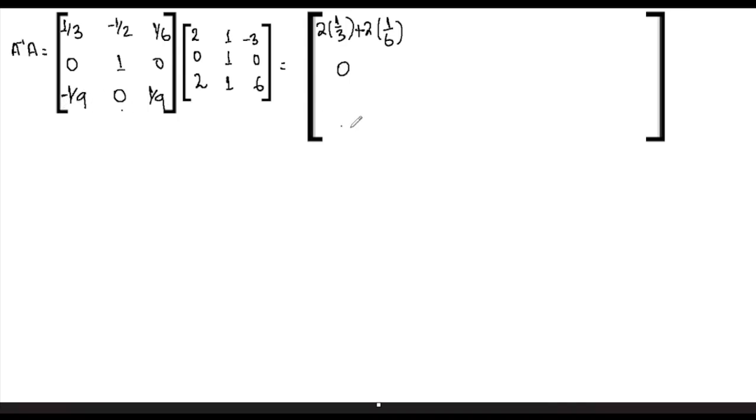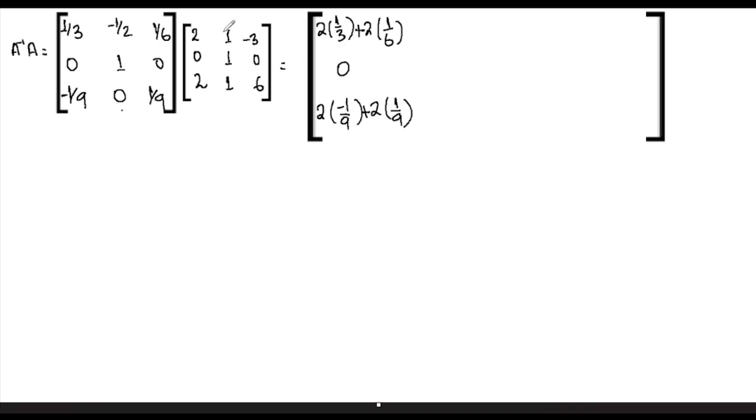Then for this entry, we have the third row and the first column. Third row multiplied with the first column, minus 1 by 9 into 2, so we have 2 into minus 1 by 9. Then we have 0 into 0 gives us 0, and then 1 by 9 into 2 is plus 2 into 1 by 9.